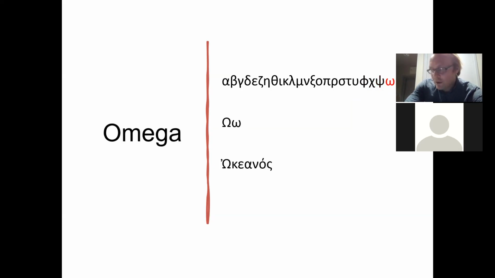The last letter in the alphabet is omega, which is pronounced like a long O sound. We find an initial omega in the word okeanos, which is the name of a Greek god, or a titan actually, but which is also the Greek name for the sea, which is today referred to as the Atlantic Ocean. Actually, the English word ocean, which is the same as the Swedish ocean, also stems from the Greek okeanos.